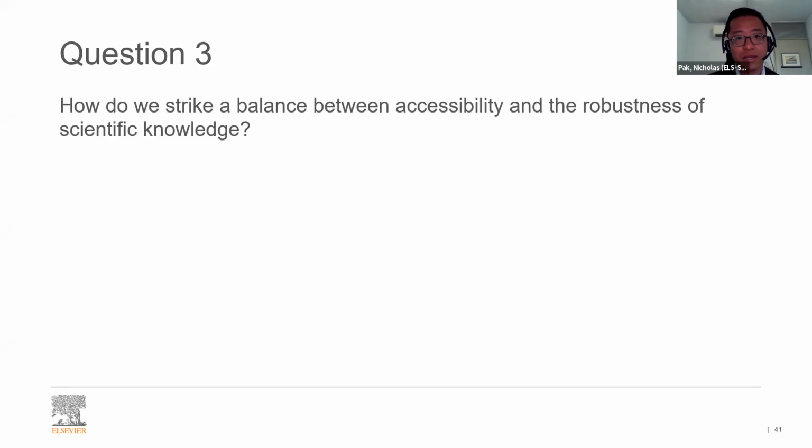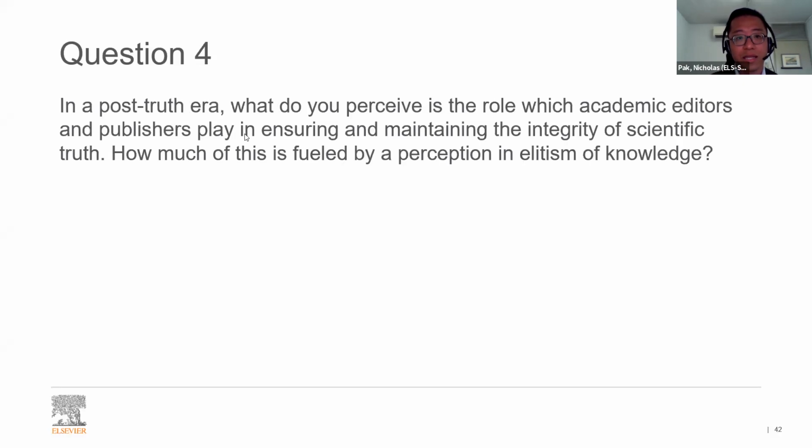So the next question in the series would be, in a post-truth era, what do you perceive is the role which academic editors and publishers, because it's together, they have to play in ensuring and maintaining the integrity of scientific truth? How much of this is fueled by a perception in elitism of knowledge?